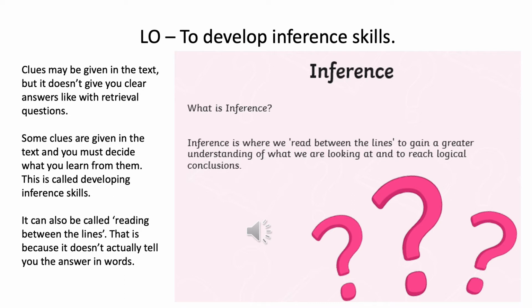So if we look over to the left-hand side of the screen, clues may be given in the text, but it doesn't give you clear answers like with retrieval questions. Some clues are given in the text and you must decide what you learn from them. This is called developing inference skills. It can also be called reading between the lines. That is because it doesn't actually tell you the answer in words.